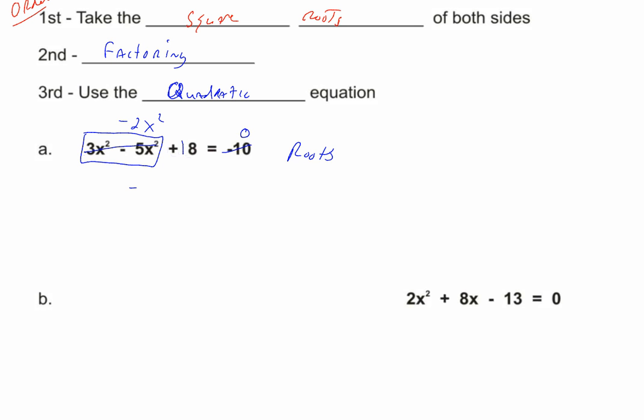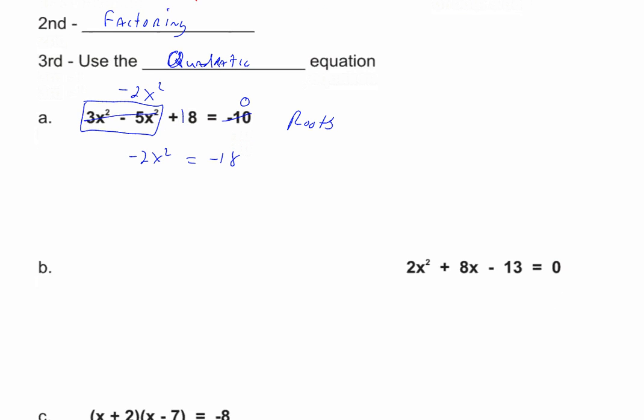Let's just finish it off just for practice sake. Now we got to move that. We got to get everything on the other side, so this is going to be a negative 18. You guys remember how to solve it from here? So you got negative 2x squared equals negative 18. Can you finish it? You do it at your seat while I do it up here. Finish solving this thing.